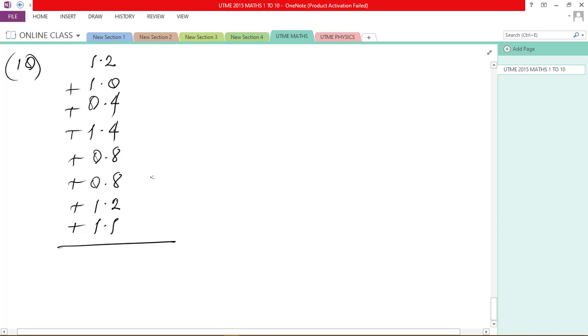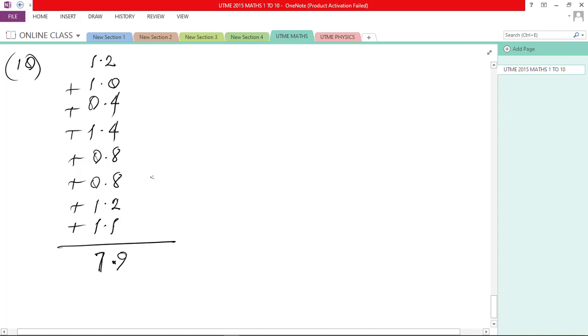8 plus 2 is 10 again, making 20. Plus 8 is 28 and 1 is 29. We write 9 here, point, 2 forward. We have 1, 2, 3, 4, 5. 5 plus 2, that's 7. Let's add together again.